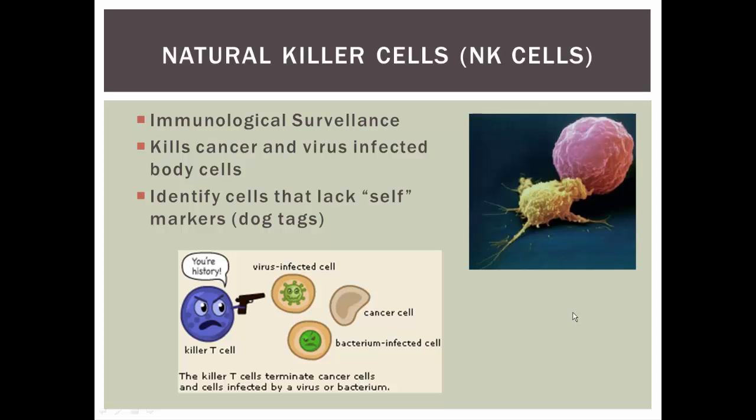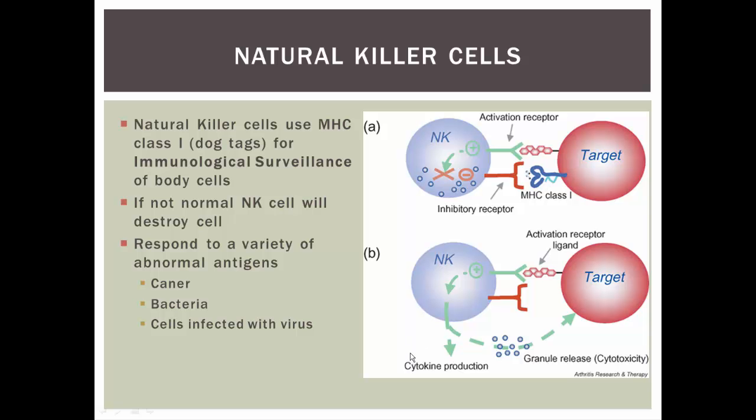Now they do this by identifying cells that lack what are called self markers, or think of those as dog tags. And this is how they do it. The natural killer cells use what's called an MHC Class 1. Now, MHC Class 1 are a type of marker on your body cells that say, I belong to me. So they are dog tags. Everybody has different MHC Class 1. Nobody except maybe identical twins will have the exact same MHC Class 1. Okay, so they're all unique. So that way I can recognize self from non-self.